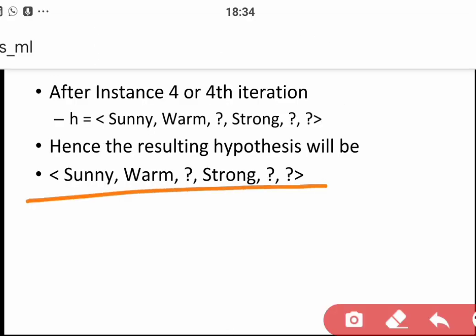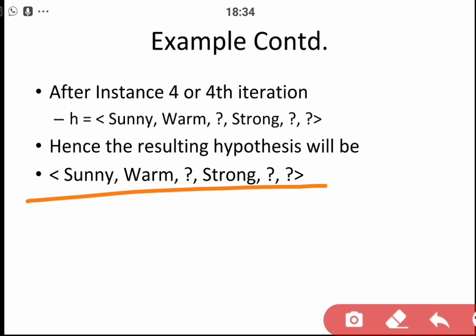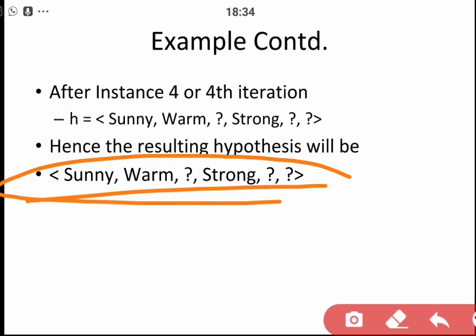Now what this hypothesis is telling you is that if my sky is sunny, temperature is warm, and wind is strong, you will always enjoy the sport, despite the values of the other attributes. This is what we say our hypothesis is. As we have discussed at the very start also, a hypothesis is just giving you an idea. A combination of attributes in this particular case is giving you a hypothesis.